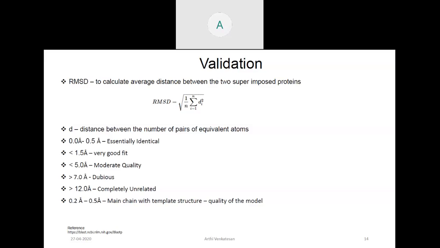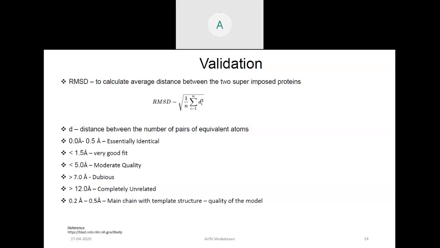If you want to obtain a good model, the RMSD will be 1.5 Angstrom, and if it is 0.0 to 0.5 Angstrom, it is essentially identical. Otherwise, you probably have read about RCSB, or you might have given a lecture about databases.